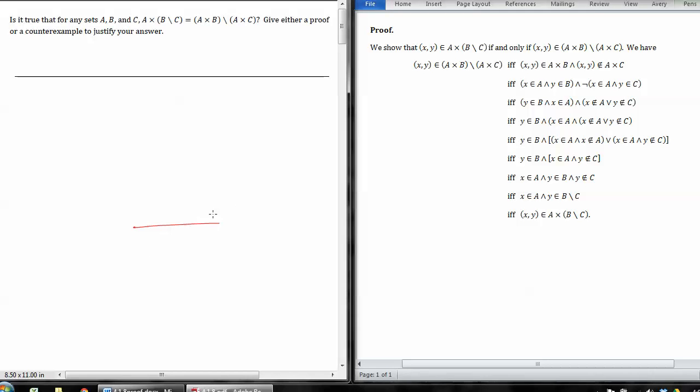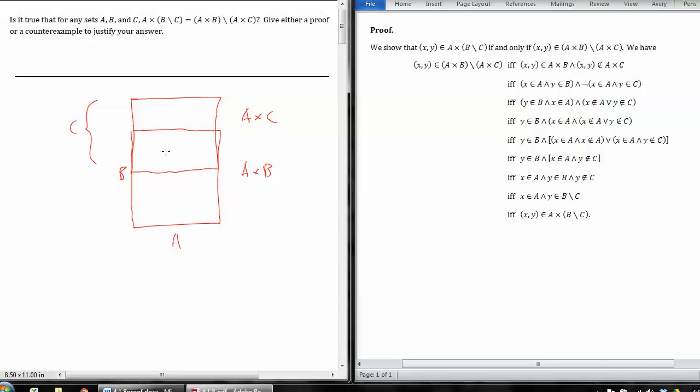We could have a set A right here, and maybe a set B right here, and so A times B would be this rectangle. All right, and then we're supposed to take A times C away from that, so I should also have a set C, which can be maybe from here down to somewhere in here. Okay, and so A times C is this rectangle, something like that.